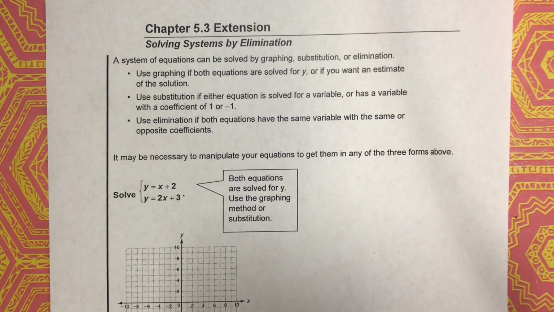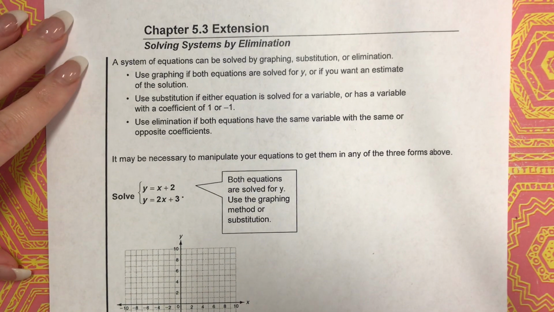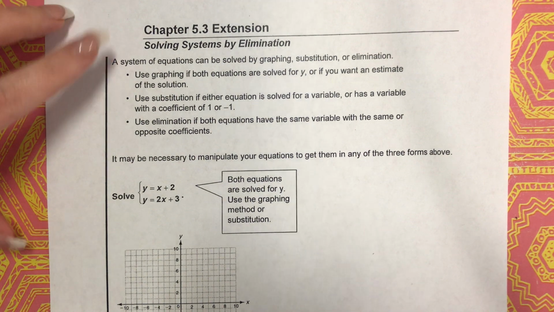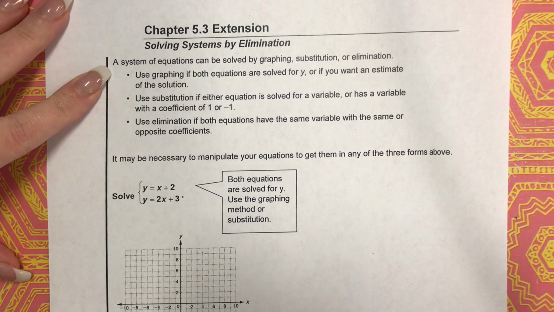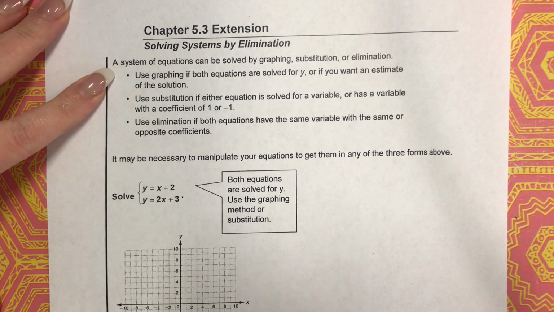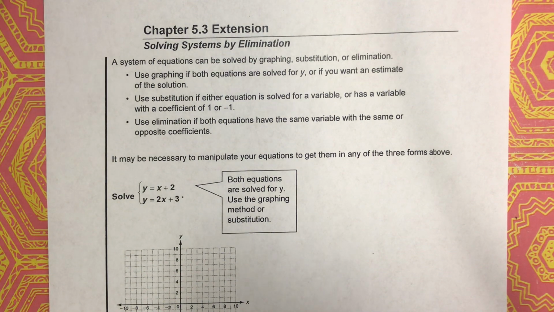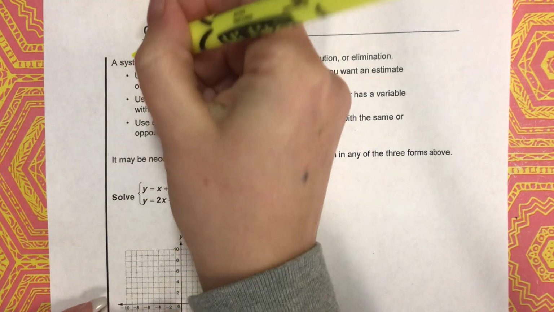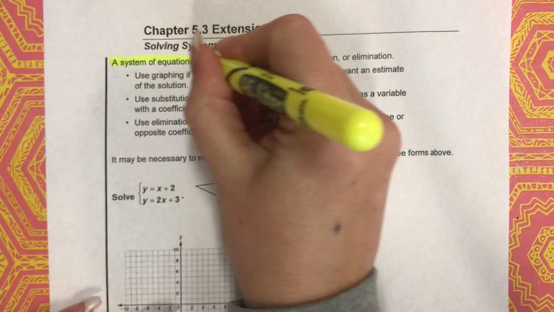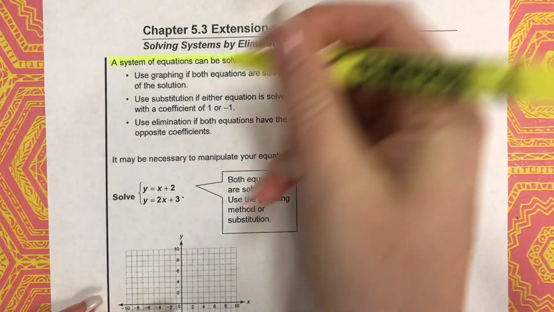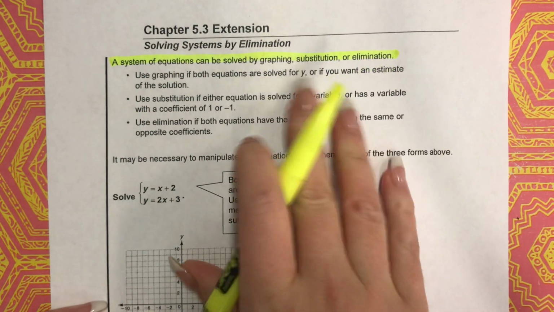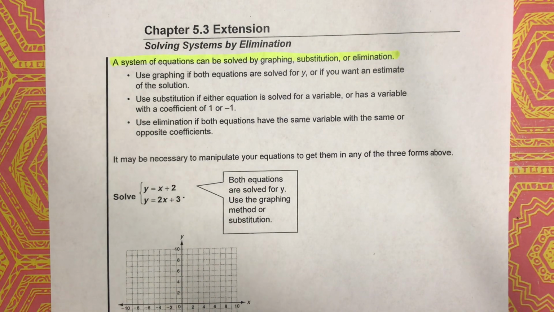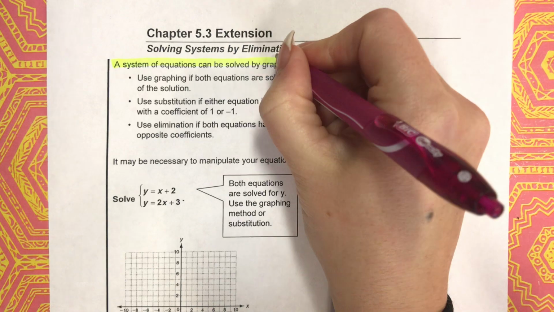All right, welcome back. We're looking at an extension off of Chapter 5, Lesson 3. As we've learned in the past three lessons, a system of equations can be solved by either graphing, substitution, or elimination. So we've really looked at three different methods so far, and it really doesn't matter which of these three you choose.